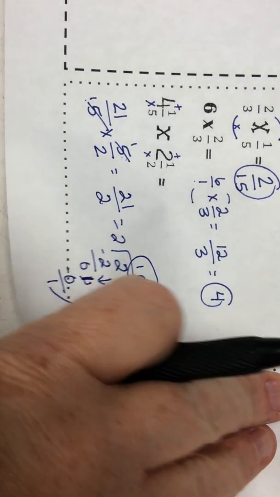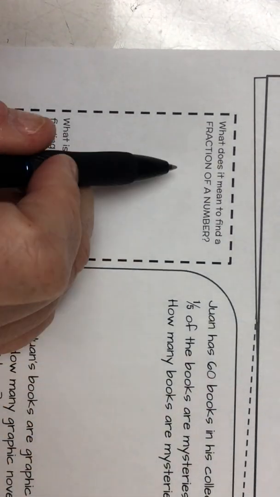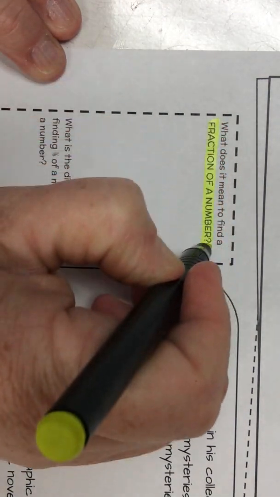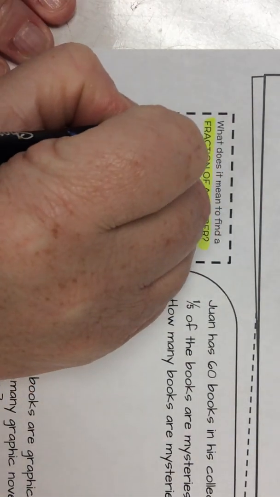Okay, that is just the rules for multiplying. We're going to play with those in class tomorrow. Now I'm going to jump over here to a question. What does it mean to find a fraction of a number? You're going to hear me say this a bazillion times this year. Fraction of a number means multiply.